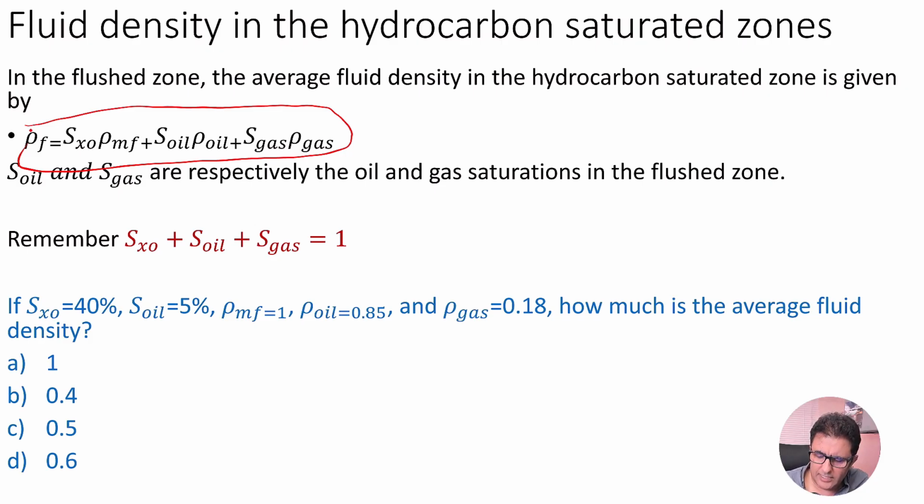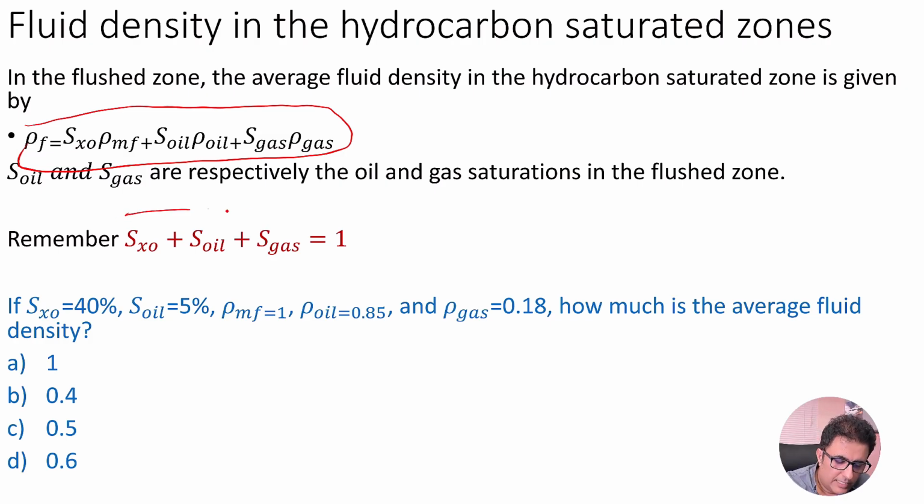And the reason is that the penetration of gamma ray is very shallow. So in other words, gamma rays don't penetrate the transition or virgin zones. And mostly the density log provides us with information about the bulk density in the flushed zone. And that's the reason we should use SXO here, that is the water saturation in the flushed zone.